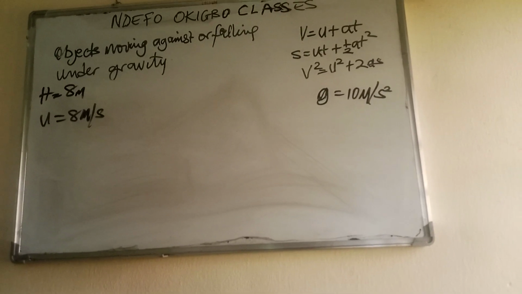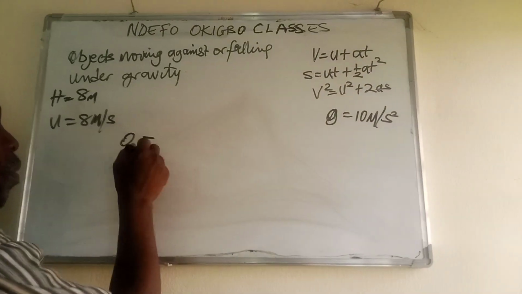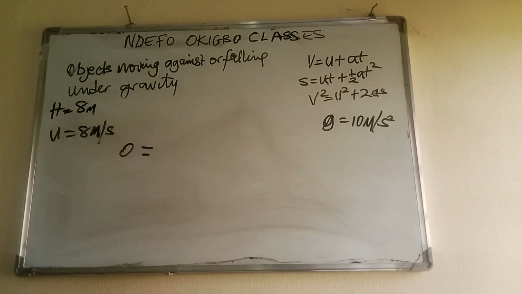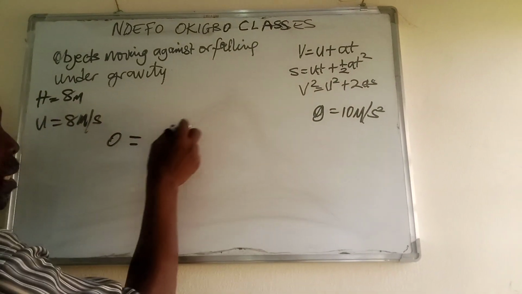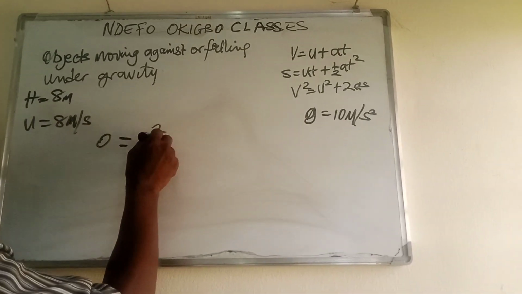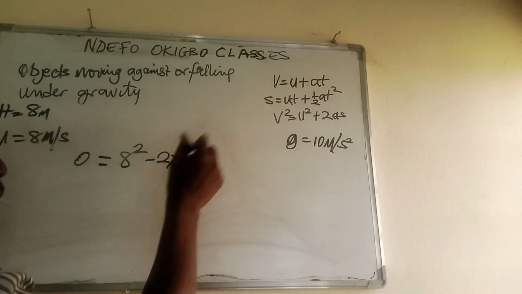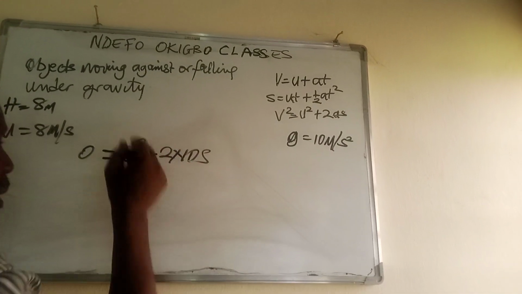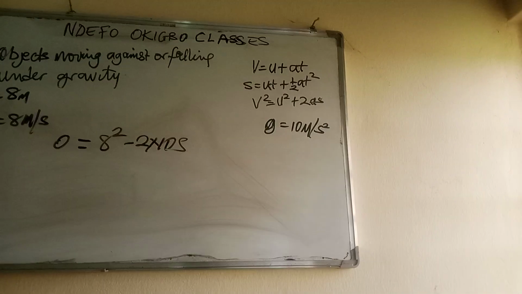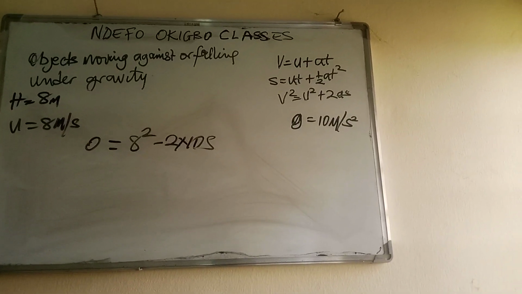So if we use the third equation, we have v squared, that's 0, is equal to u squared, that's the velocity with which the boy threw the stone, which is 8 meters per second squared, minus, because it is going against gravity, 2 times 10, times 2 times s. At what point, that is, at what height did the stone hit the fruit? So from there, if you work out that equation, s will give you 3.2.